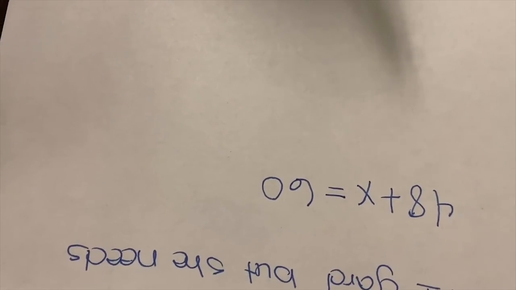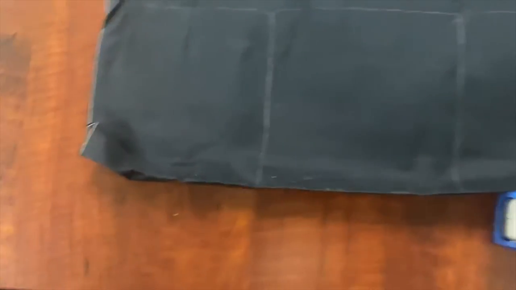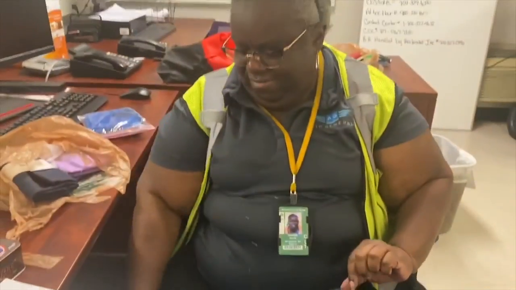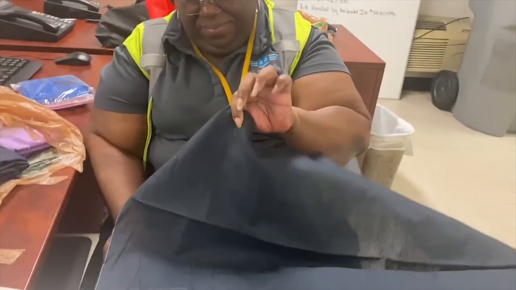48 plus x equals 60. She has 6 across. No, 6 this way. Oh, 6 down. And 8 that way. That gives me the 48, and that's a yard. That's a yard of material. But she needs 60 squares.